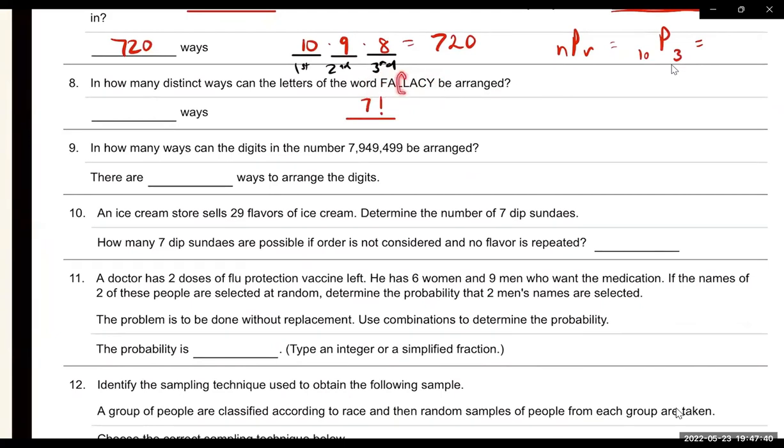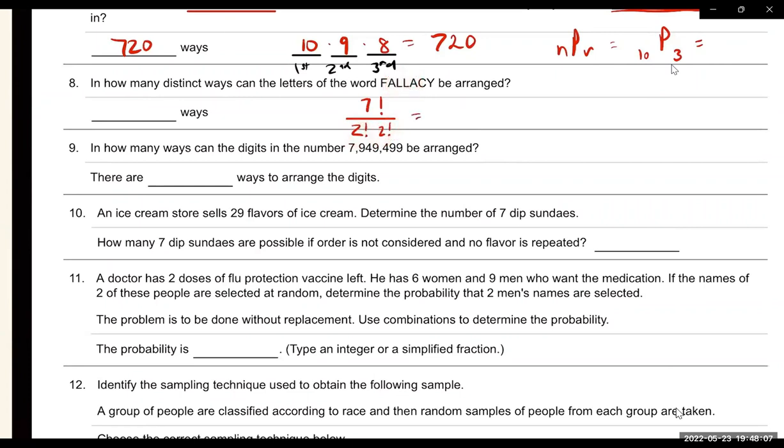So the L repeats twice, so that's 2 factorial. And then the A repeats twice, that's 2 factorial again. Any other repeats? No, that's it. So you only divide by the repeating letters. So L twice and A twice, and that's it. So let's work this out.